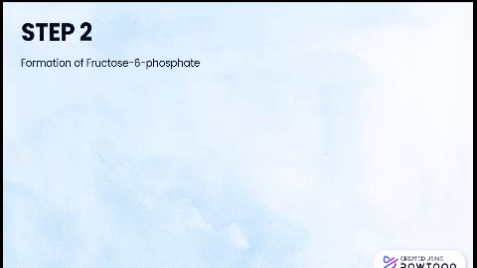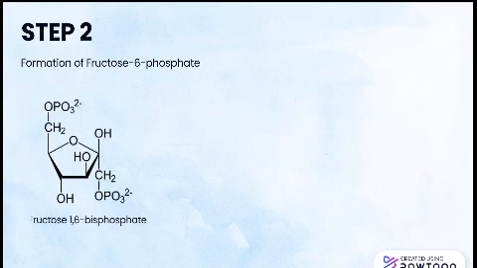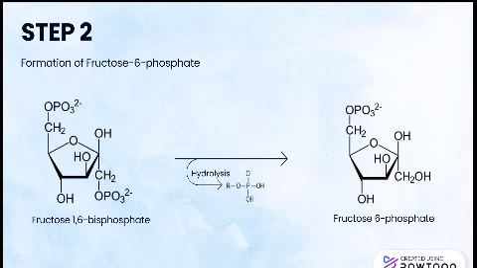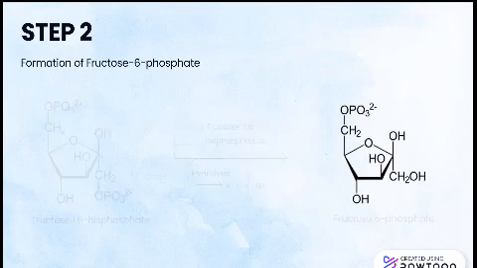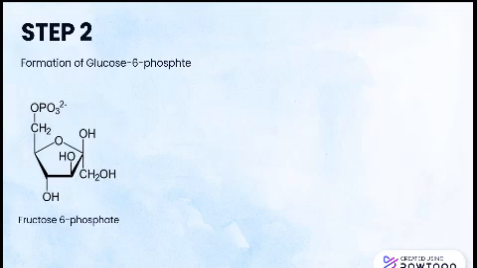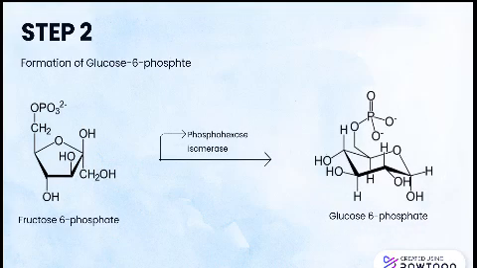The second bypass step is the formation of fructose 6-phosphate. Here, fructose 1,6-bisphosphate undergoes dephosphorylation to become fructose 6-phosphate using the enzyme fructose 1,6-bisphosphatase. Next, fructose 6-phosphate undergoes isomerization to form glucose 6-phosphate.